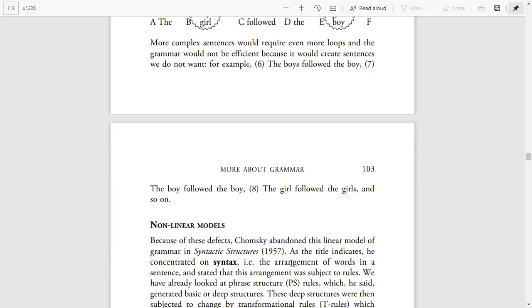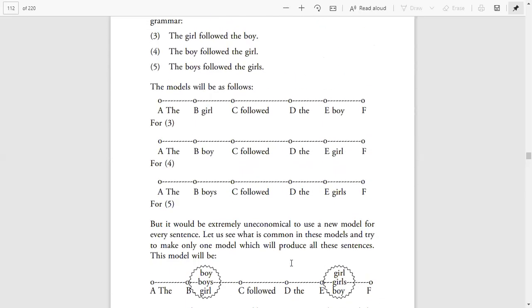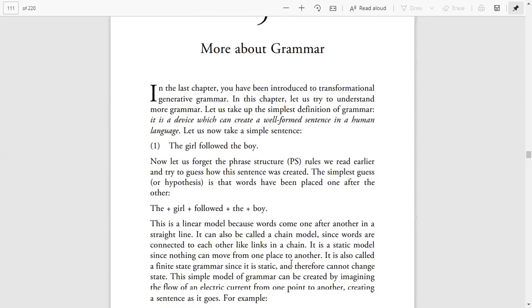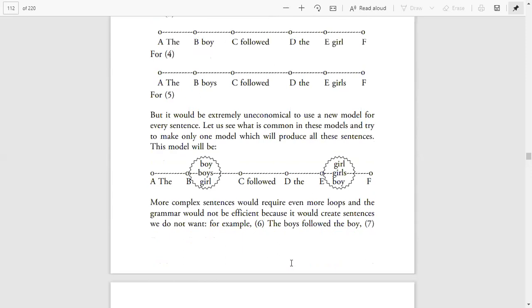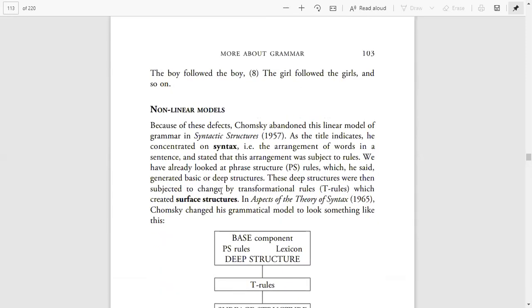Here is another model for this. We have already discussed the linear model, and you also named it differently. You also said that the linear model links. You also call it the chain model. You also call it the static model, etc. Here we have linear models.